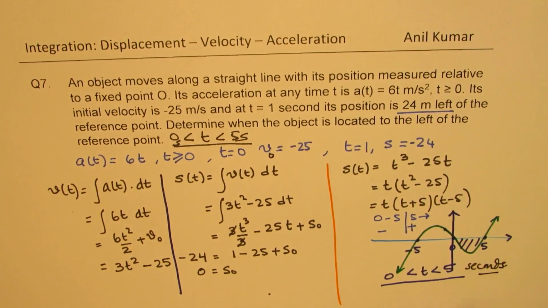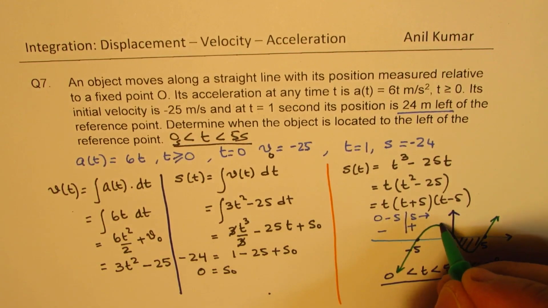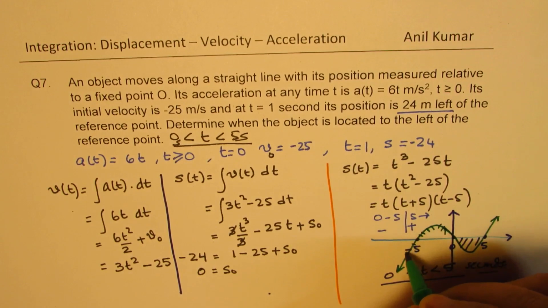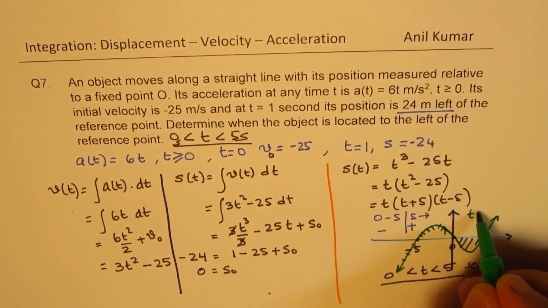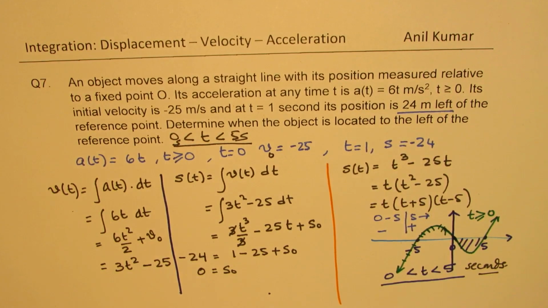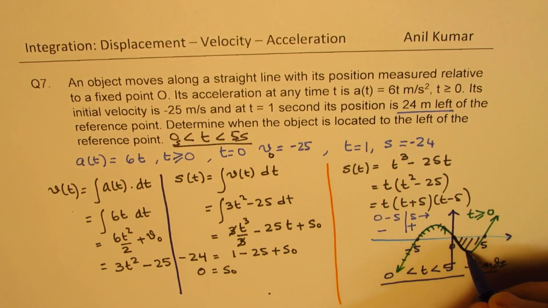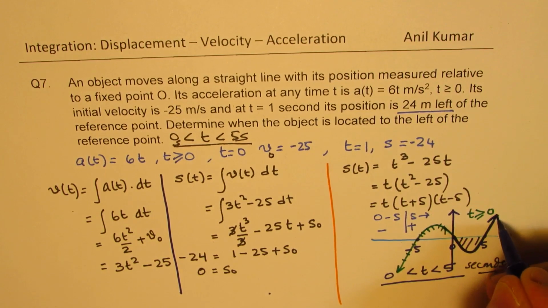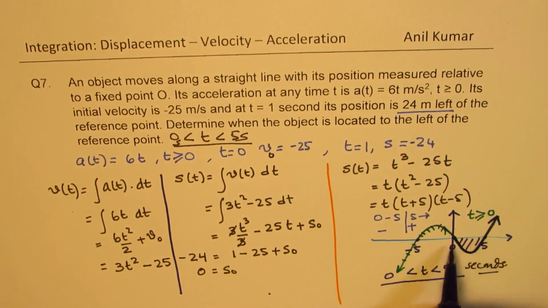So I hope that helped. In this particular case, there was no need to sketch this portion. I should not have been sketching it, since we are given t is greater than or equal to 0, right? So we'll only sketch this side of the graph. Is that clear to you? And from 0 to 5, we see it is on the left side of the origin. Don't take this as the origin. This is where time is. The displacement is negative for t less than 5. So I hope that is absolutely clear.